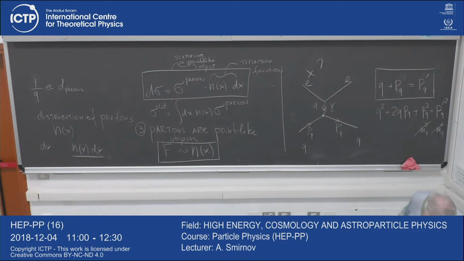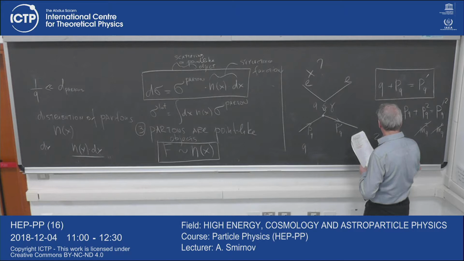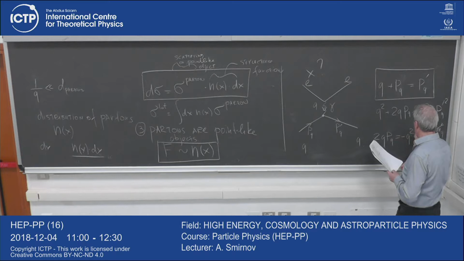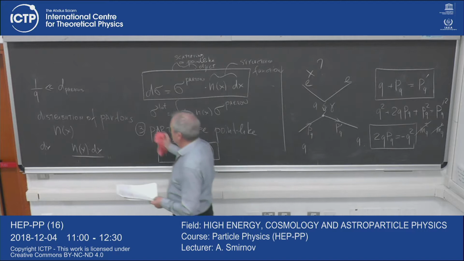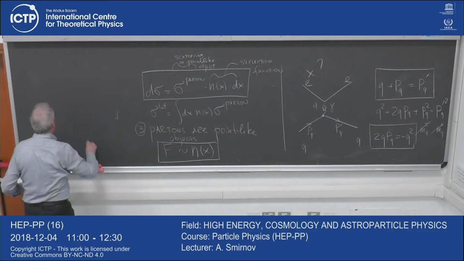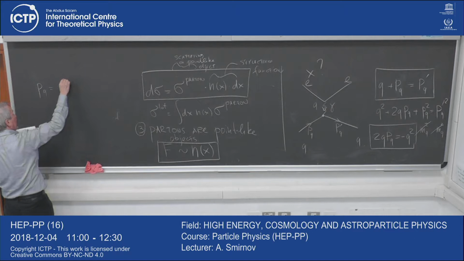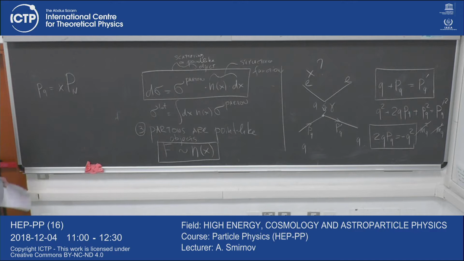And so from here, what we have is 2qpq equals minus q squared. Right? Now remember, we introduced pq as x multiplied by pn. As we introduced x, which is pq over pn, let us insert this in that equation.